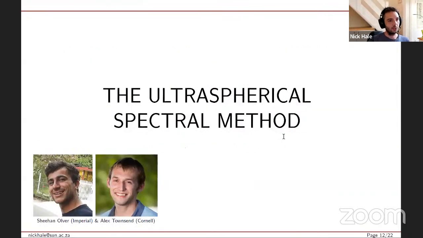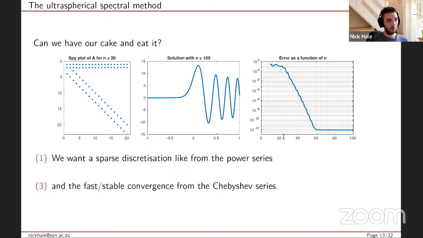I'm running a bit slow on time, so I'll jump then into the ultraspherical spectral method, which is a more recent development. And I just then want to explain how this works. So I don't know if this expression translates into the languages of the other BRICS countries, but can we have our cake and eat it? So can we have both things, the best of both worlds? What I'd like is a nice sparse, let's say almost banded matrix like we had for the power series method, but I'd like geometric convergence as we saw for the Chebyshev spectral methods. Can we get both of those things?